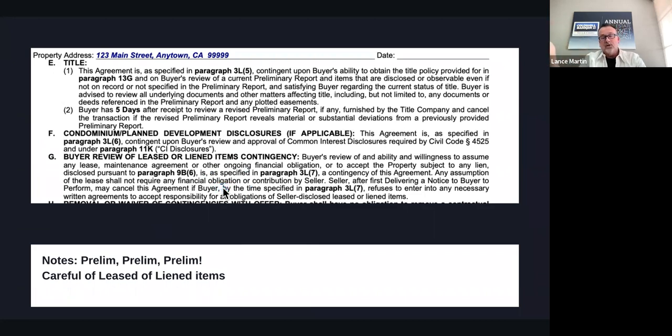And if the buyer's going to assume those leases or those liened items, the liened ones are those HERO program things that we talked about. They show up on a tax bill. Buyer needs to approve all of those. We use solar panels as the example, but just understand it's not just limited to solar panels. There's a lot of other things that this could apply to.